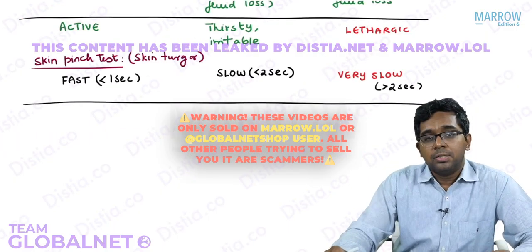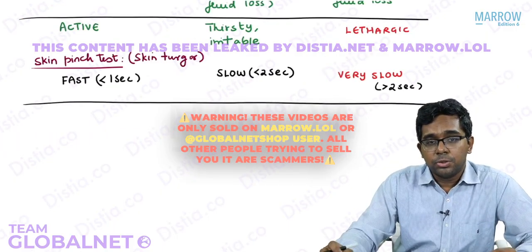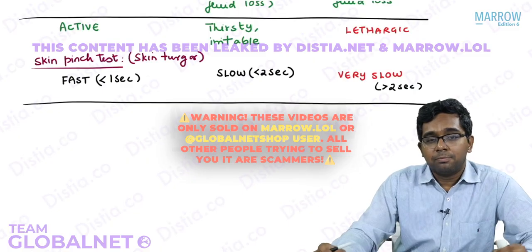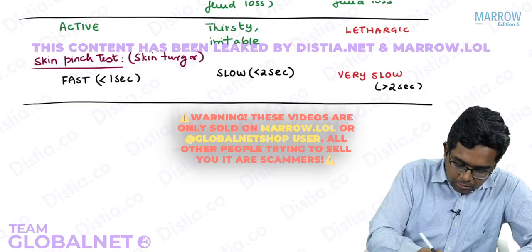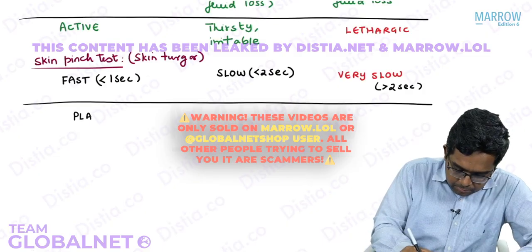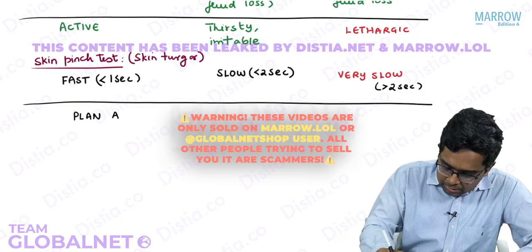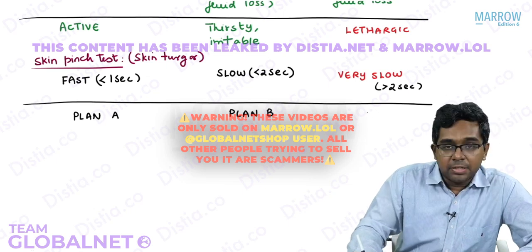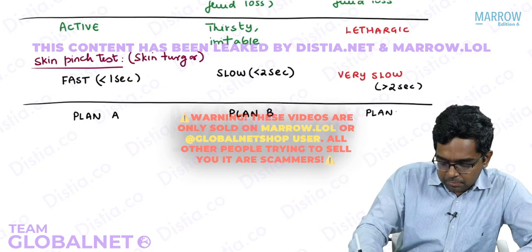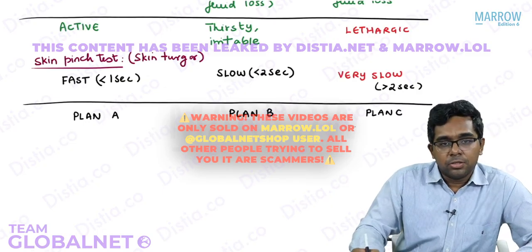Having known about the features of different types of dehydration, you should know the plan of management for each type. For no dehydration, it is called Plan A management. For some dehydration, it is Plan B management. And for severe dehydration, it is Plan C management. I am going to explain each of them in detail.